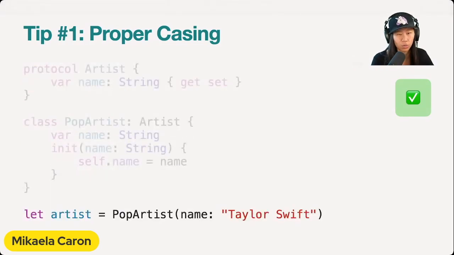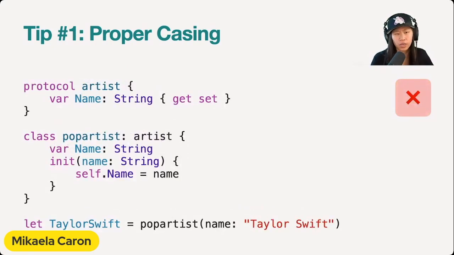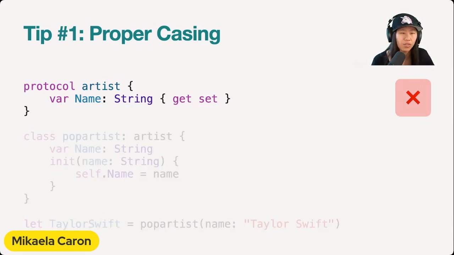And this goes into when we actually are using this. We have a variable called artist and it is of type PopArtist, and we're instantiating a new class. But if we weren't following proper casing, it would start to look something like this. If we broke this down, we have a protocol called Artist, and we ended up capitalizing the N in name.